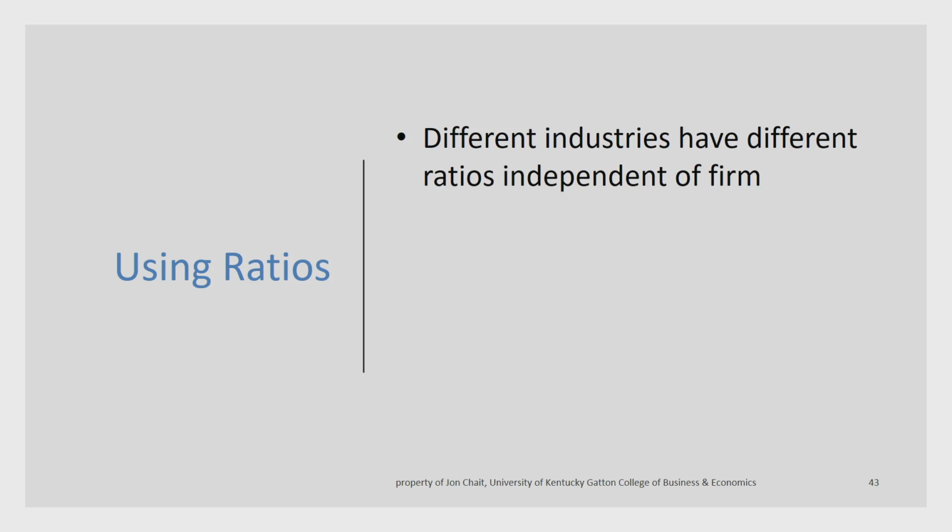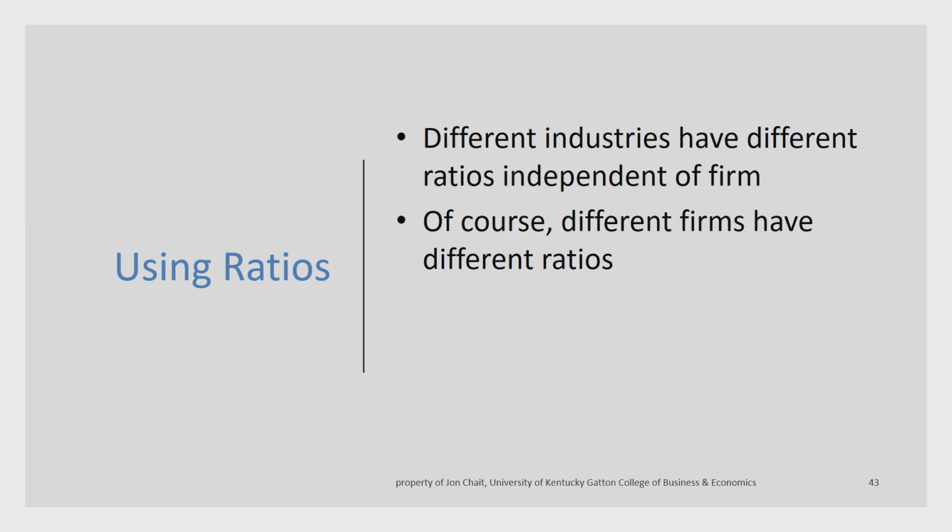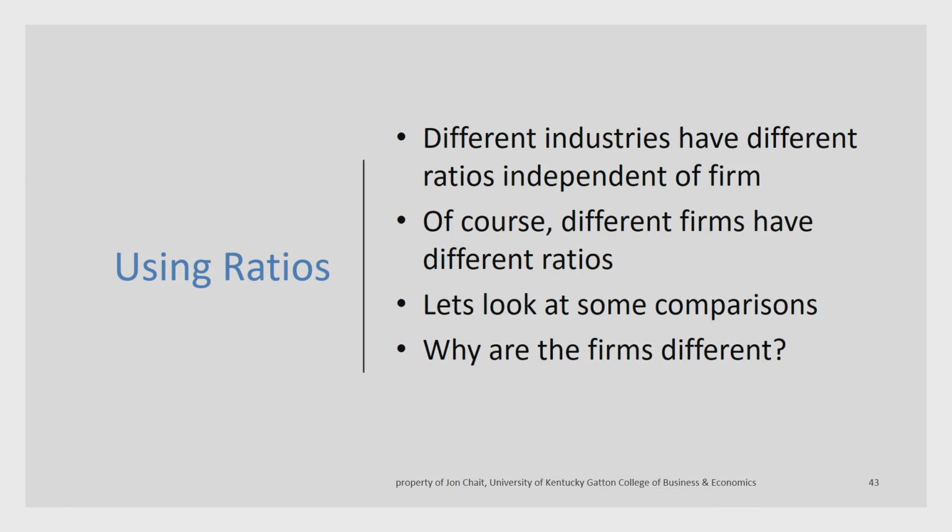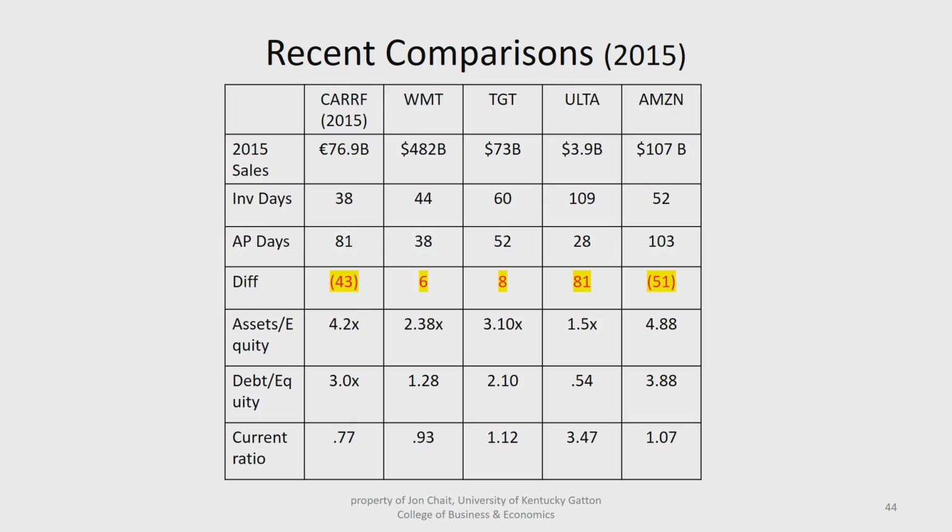So looking at ratios, we've said this over and over, and I can't emphasize it enough. That's why I'm saying it over and over. Different industries have different ratios. And different firms have different ratios, and we're going to look at a few comparisons in a moment and see what it tells you. So here's a complicated slide.